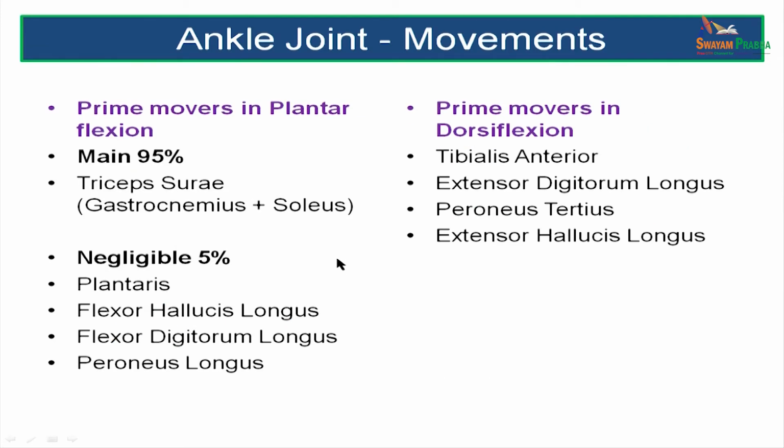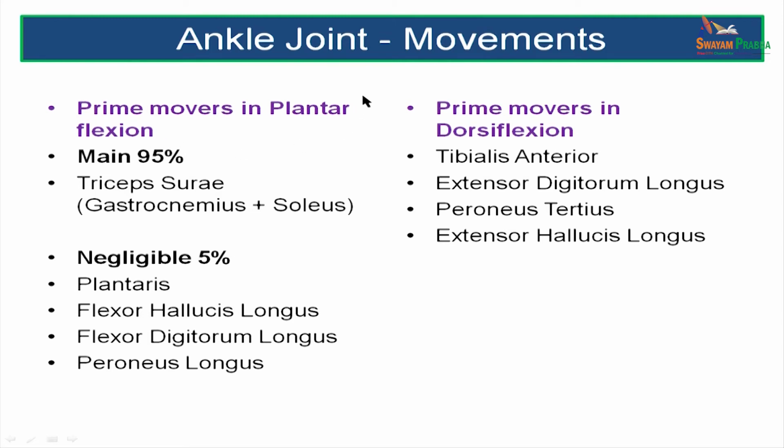What are all the muscles that create these movements of dorsiflexion and plantar flexion? The prime movers in plantar flexion, 95% is by the gastrocnemius and soleus, which are collectively called triceps surae. A negligible 5% of movement takes place by plantaris, flexor hallucis longus, flexor digitorum longus and peroneus longus. Dorsiflexion prime movers are the tibialis anterior, extensor digitorum longus, peroneus tertius and extensor hallucis longus.